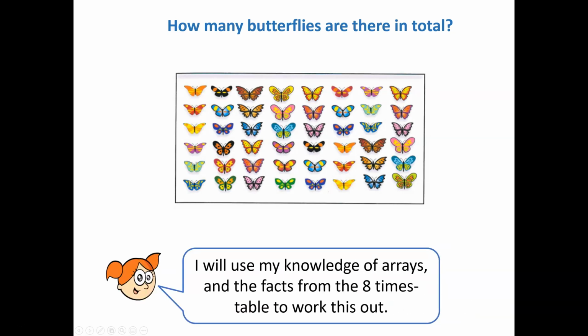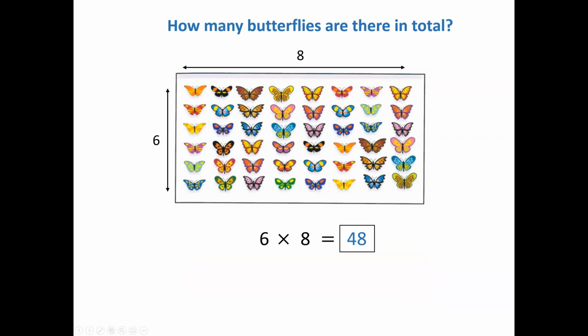This sensible girl has volunteered an idea. She says, I will use my knowledge of arrays and the facts from the 8 times table to work it out. We can see the butterflies are laid out as an array. There are 6 rows with 8 butterflies in each row. We can use a multiplication calculation to find out the total number of butterflies. 6 times 8 equals 48. There are 48 butterflies in total.